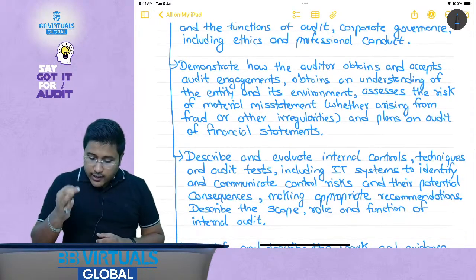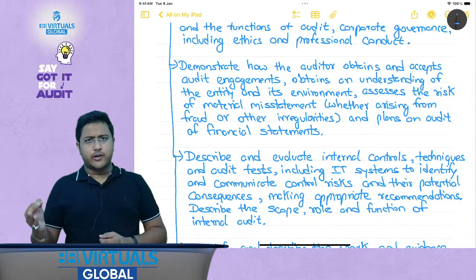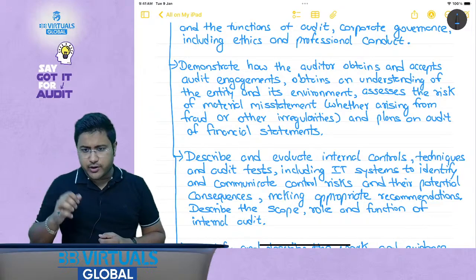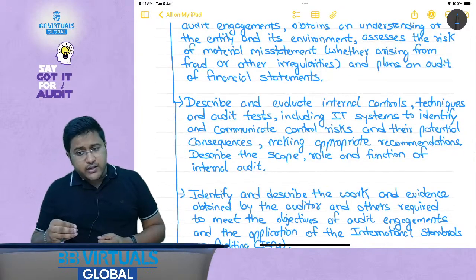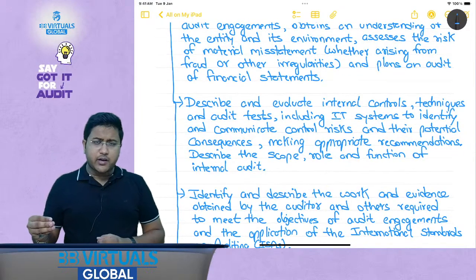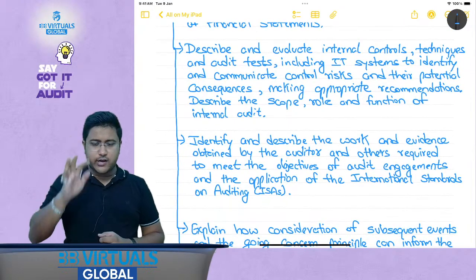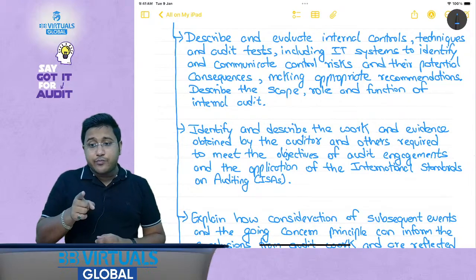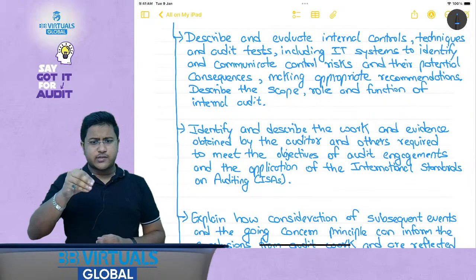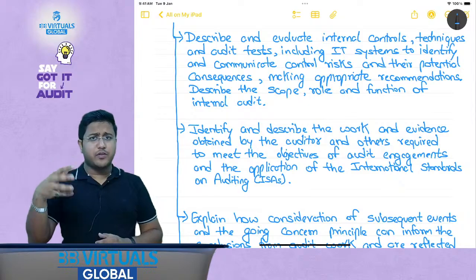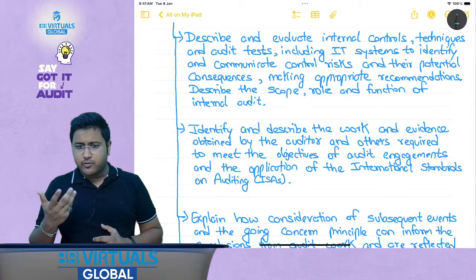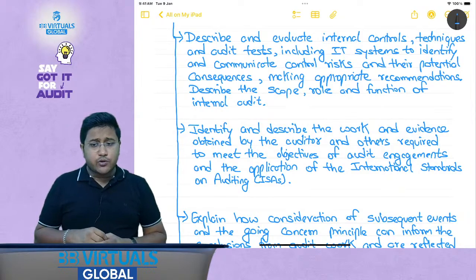Now demonstrate how the auditor obtains and accepts audit engagements. We have already discussed it, right? Obtains an understanding of the entity and its environment, assess the risk of material misstatement, we have discussed all of them, and plans an audit of financial statements, we have discussed that also. Now describe and evaluate internal controls, we have discussed how we will evaluate, how we will test. Techniques and audit tests, including IT systems, information technology systems.